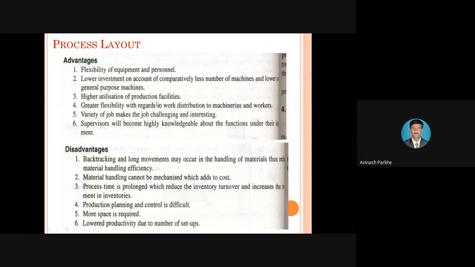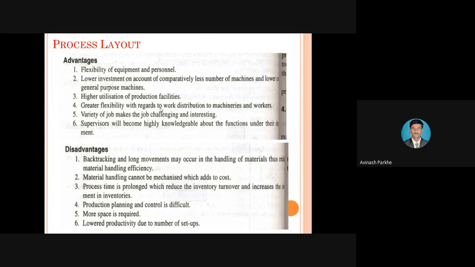Higher utilization of the production facilities. Higher utilization will be taking place. In one compartment we are providing milling, then in the second the lathe machine, then welding machine, then grinding machine, then inspection, then assembly. At the end, we are doing the painting. That means higher utilization of the production facility is taking place in a small compartment only.